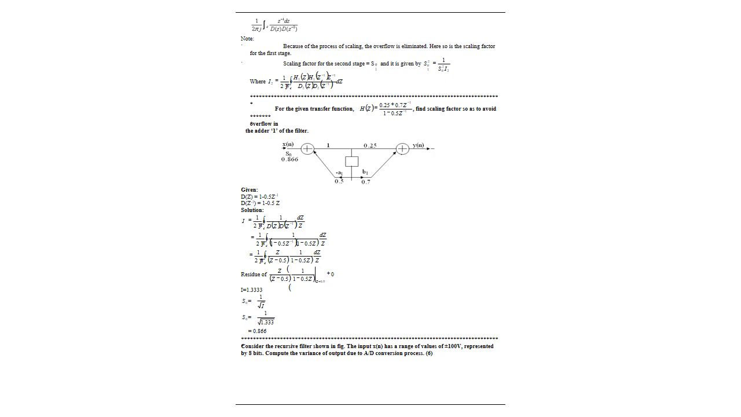So S0 is equal to 1 by root of 1.333, that is 0.866. So consider the recursive filter shown in the figure.